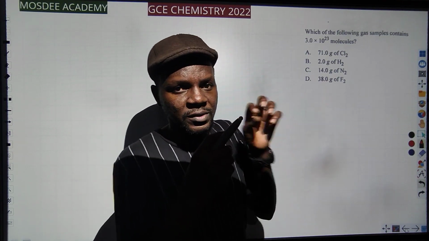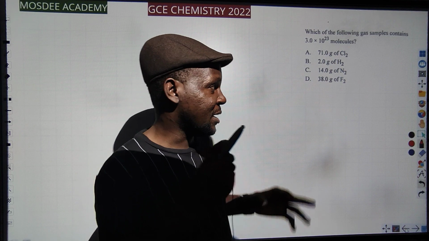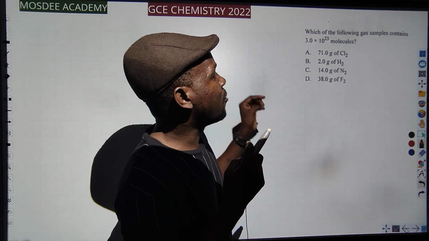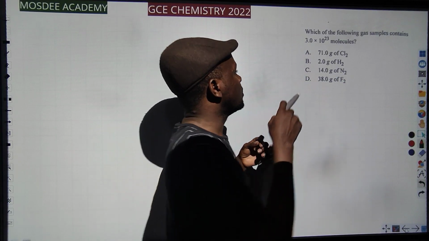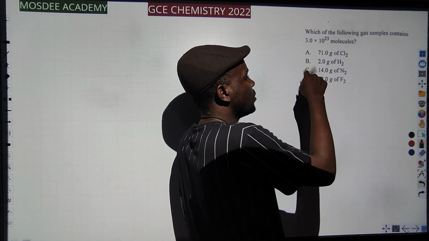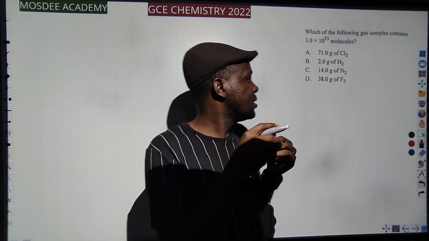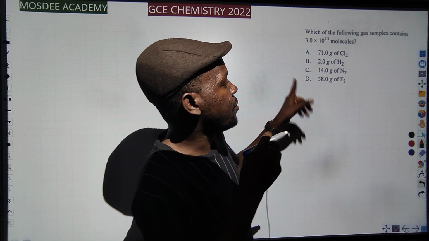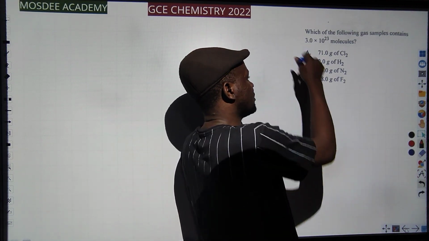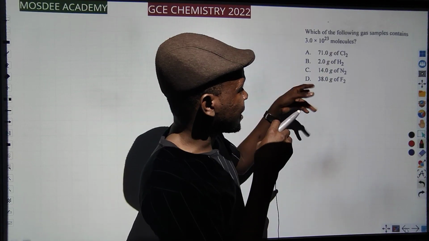Now 6.02 times 10 to the power 23 is Avogadro's number. So just say number of molecules, and start multiplying. Which of them will give you this when you divide by 6.02 times 10 to the power 23? So you start checking each of them. 6 divided by 71 is not 3. 6 divided by 14 is not 3.